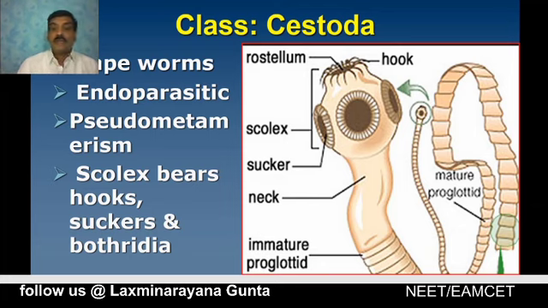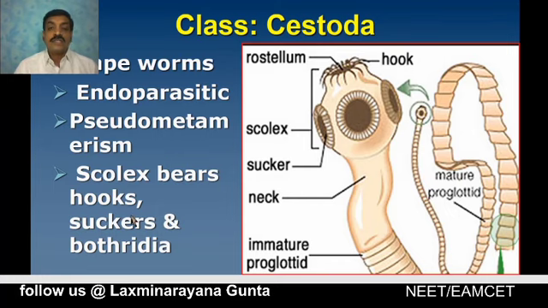And here in this diagram you can observe the scolex and the proglottids. This one, the anteriormost region, is called the scolex. Here you can observe the hooks, and these are the suckers, the oral sucker and the ventral sucker. Ventral suckers are called the acetabulum. And the scolex bears hooks and suckers.